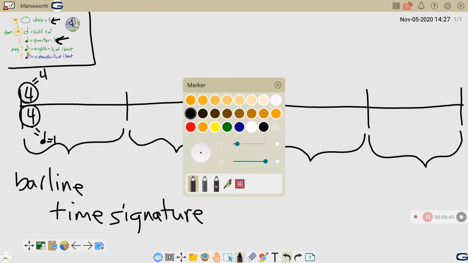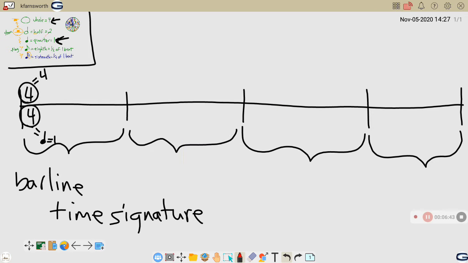If I draw a rhythm, now we can count the rhythm. Each measure has 4 beats in it. 1, 2, 3, 4. 1, 2, 3, 4. And when you get to each bar line, you're going to start over again with 1, 2, 3, 4. 1, 2, 3, 4. So each measure has 4 beats in it. And then the rhythm is how those beats are put together.